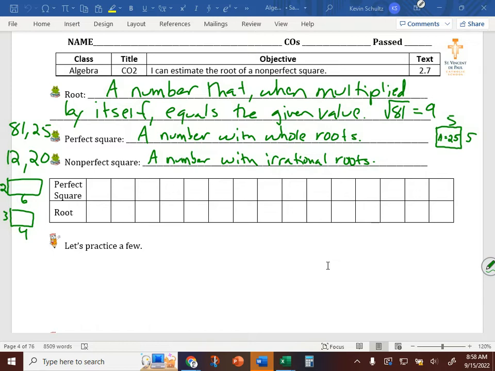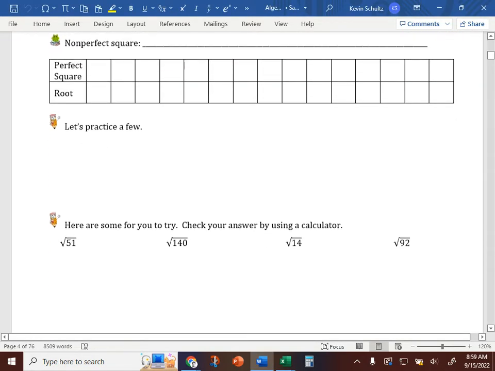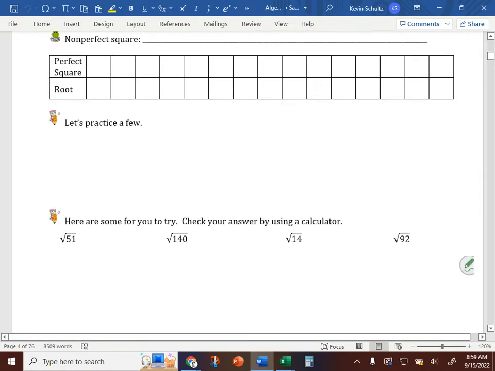Yes? This table can go on a help sheet. Yep, it's under the definition section. Definitions, the wise old owls can go on a help sheet. So there we go. Okay, our list of perfect squares.